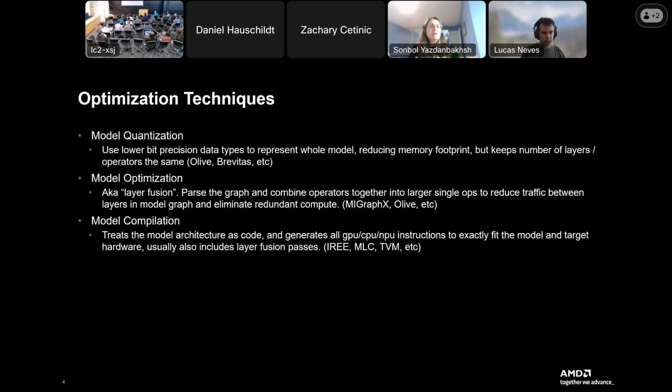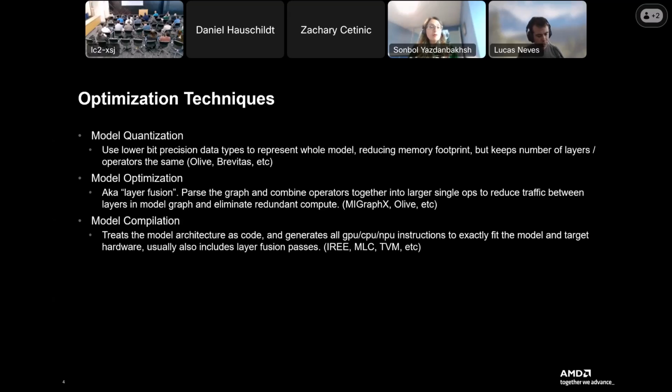The other approach is model optimization, usually known as layer fusion. We parse a graph and combine operators into one single large operator. So what's the benefit? It reduces the traffic between the layers, and it also reduces some of the redundant computation that we have. Again, we can use Olive or MIGraphX for this purpose.